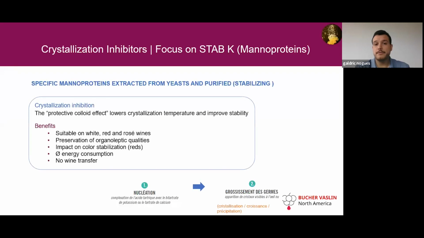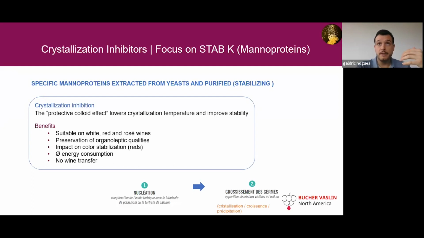The other way to think about tartaric stabilization is about the use of mannoproteins. So in the Lamothe-Abiet range, it is TAPK. Mannoproteins, as you know, are extracted from yeast and purified. And there are different types of mannoproteins.